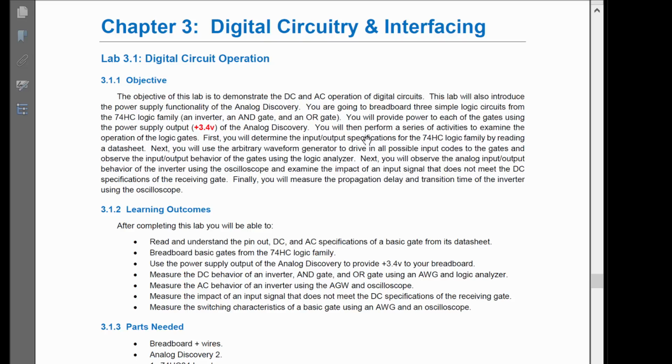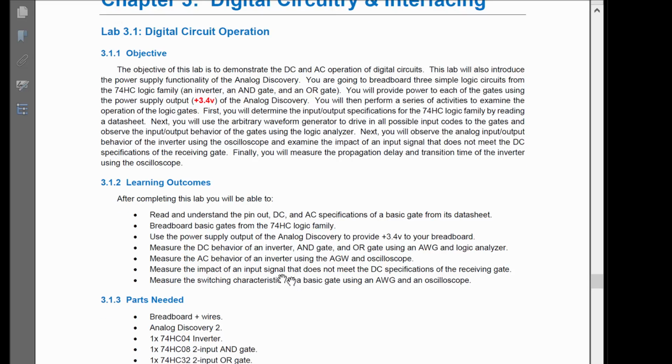And then we'll hook up the oscilloscope to the inverter, and we'll take a look at the analog characteristics of the input and output, and we'll take some measurements on the transition time and propagation delay, and we'll actually look at what happens when the input signal is not within specification.